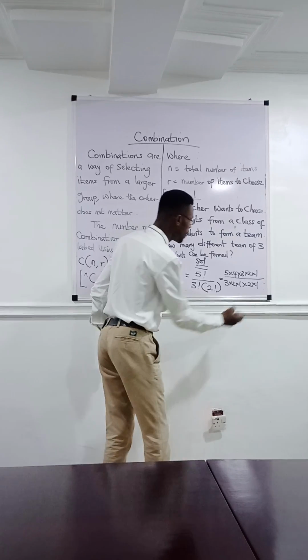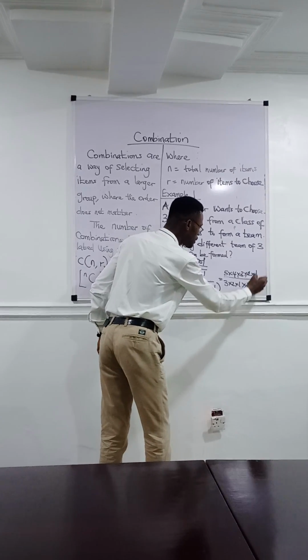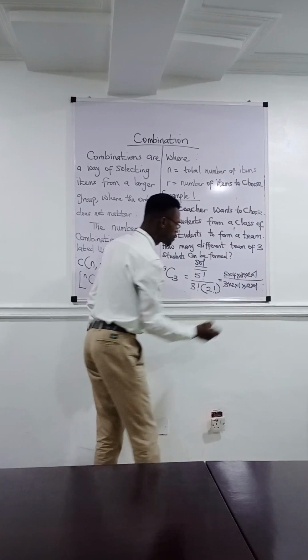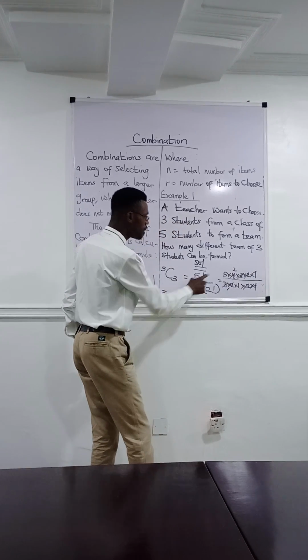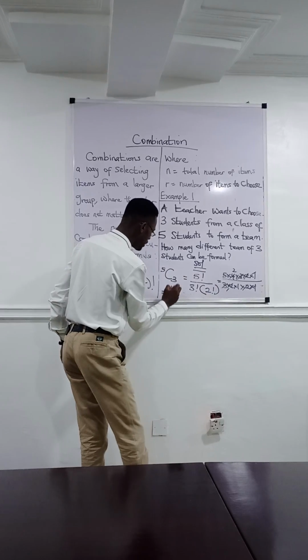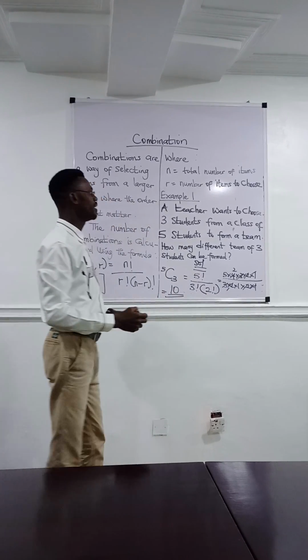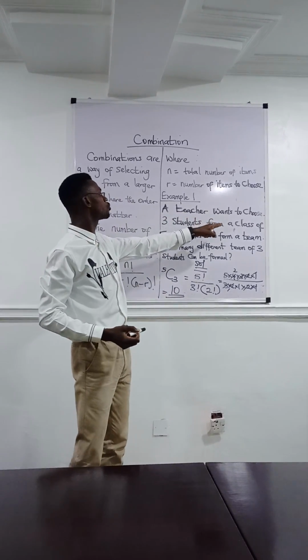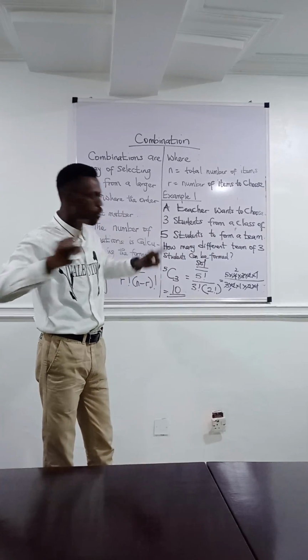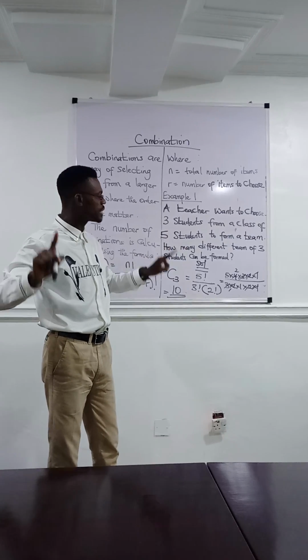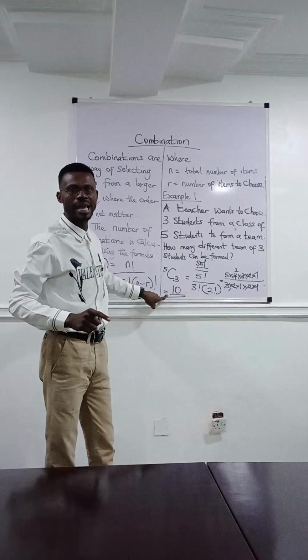So we discover that this takes care of this, this takes care of this, this takes care of this. Okay? 2 times 1, 2 times 2, 4 gives me 2. So my final answer becomes what? 5 times 2. That gives us what? 10. So therefore it means that the teacher wants to choose 3 students from a class of 5 to form a team in no particular order. The number of ways that teacher can do that is equal to 10 ways.